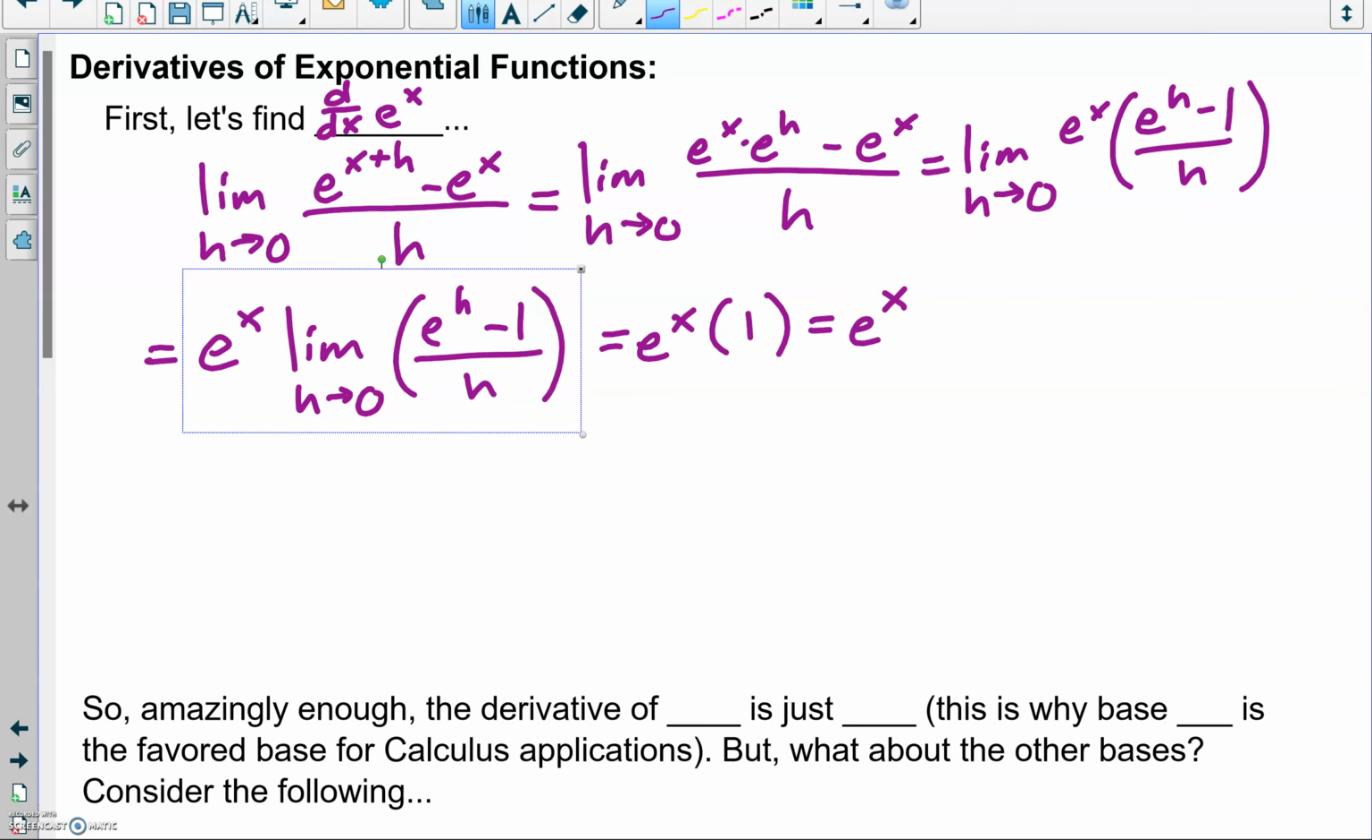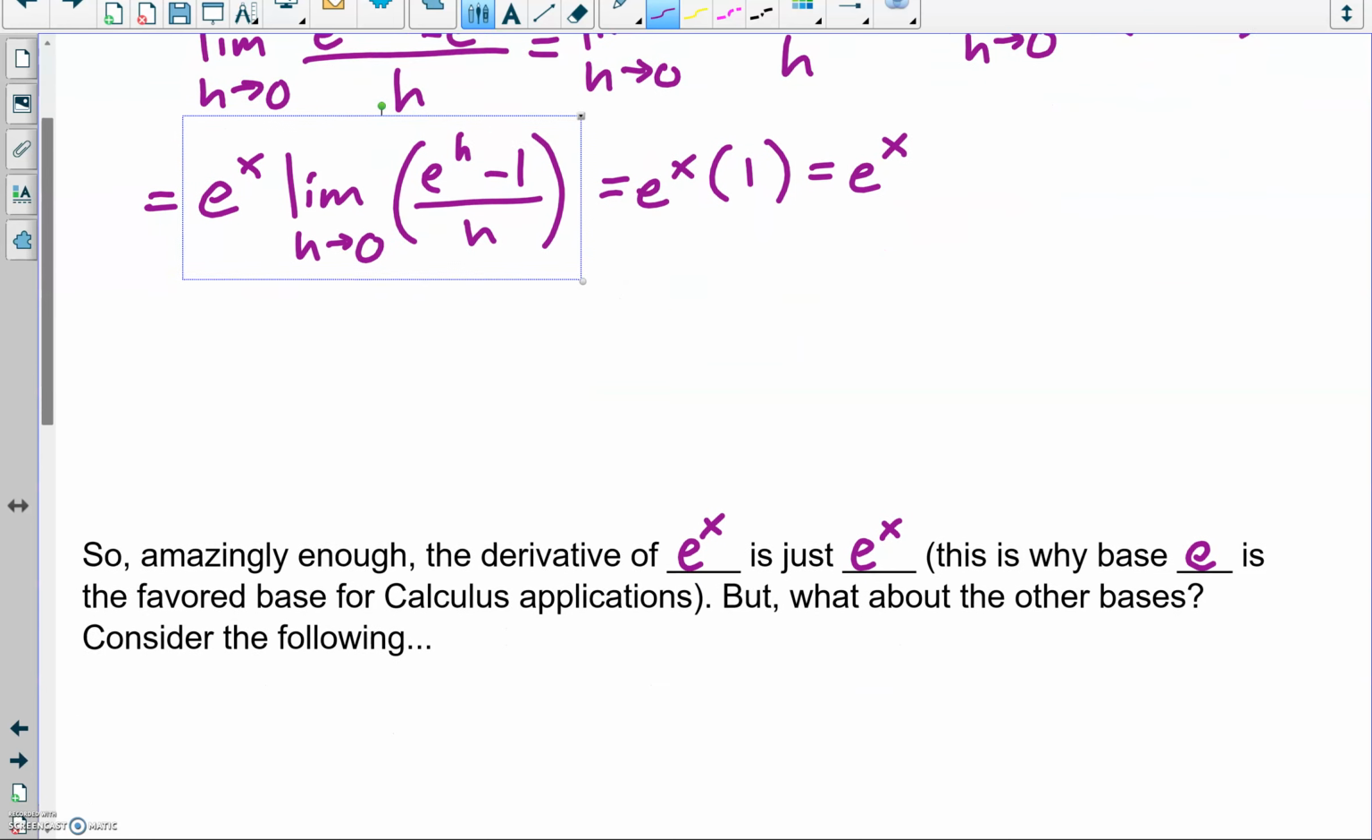So amazingly enough, the derivative of e to the x is just e to the x. And again, if you were to take other approaches at looking at that limit, it still results in a 1. It just goes to 1 no matter how you look at it, graphing, algebraically, whatever. And the derivative of e to the x is just itself. This is why base e is the favored base for calculus applications. It makes things so much nicer because the derivative of e to the x is just e to the x.